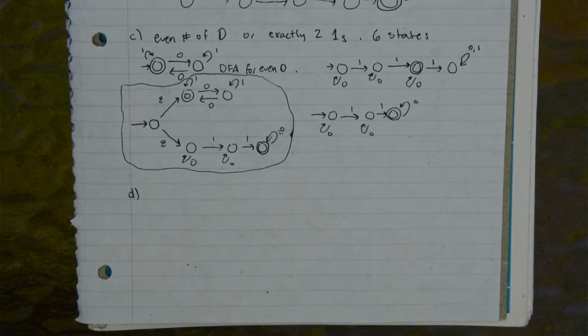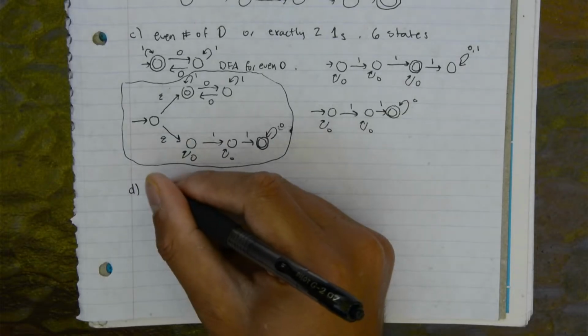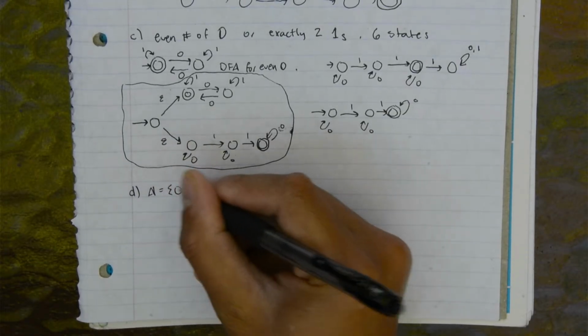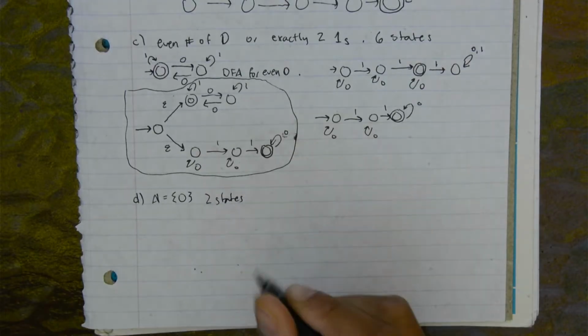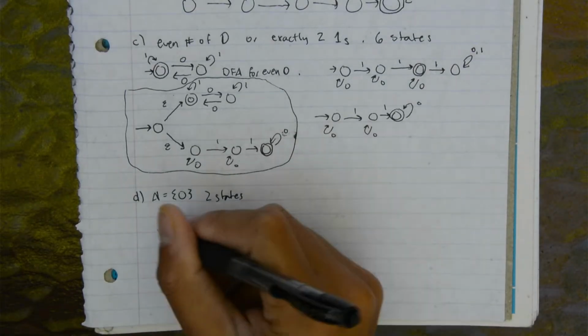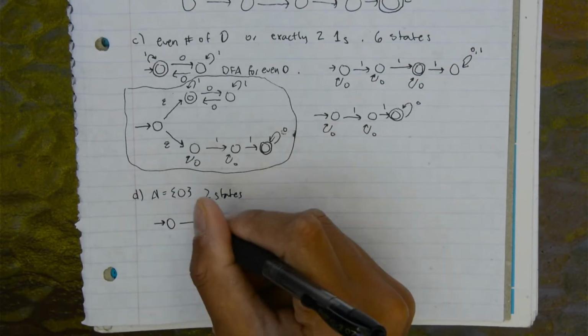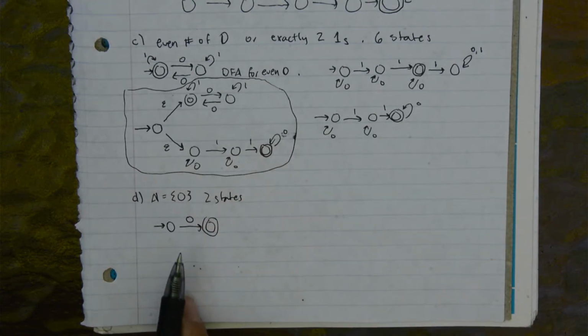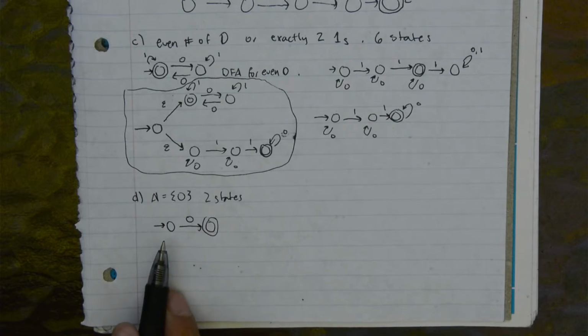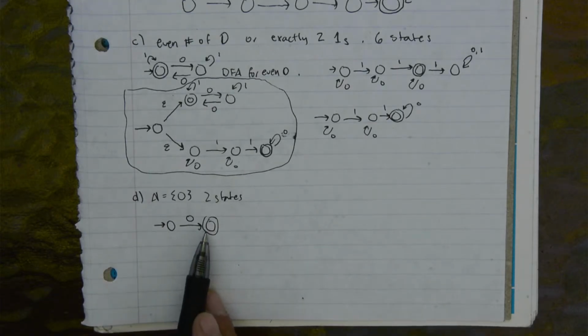Okay. All right. The language A is equal just to the set {0}, 2 states. So I think that this is literally just that. Because if you get a 1, it dies because it has nowhere to go. If you get a 0, it's good, but if you get anything else, it dies.